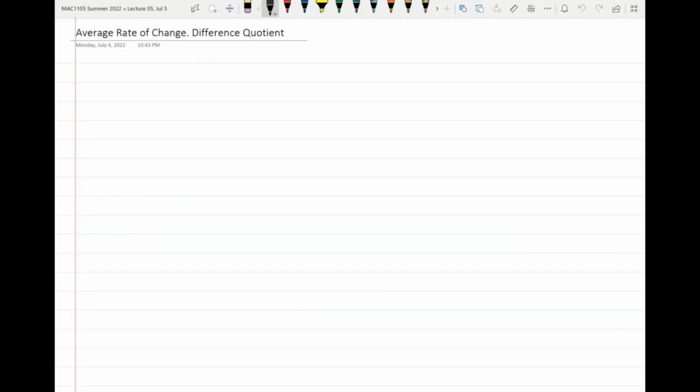Analyzing certain properties of functions. So we talked about domain. Now let's talk about this whole idea. It's just a word that we call average rate of change. Okay, this is just a fancy word for something very simple when it comes to a function.